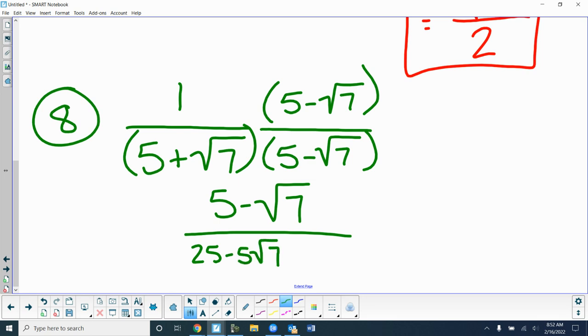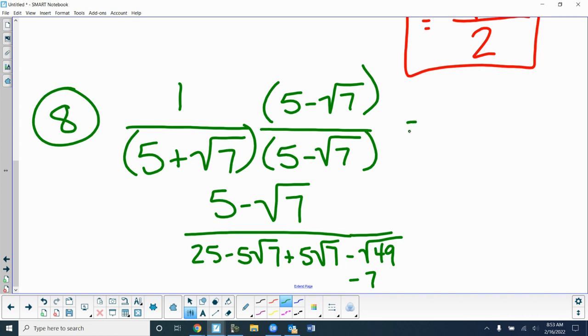Negative 5 radical 7. What's positive radical 7 times 5? Positive 5 radical 7, right? What's a positive radical 7 times a negative radical 7? That, right? Well, what is the square root of 49? 7.